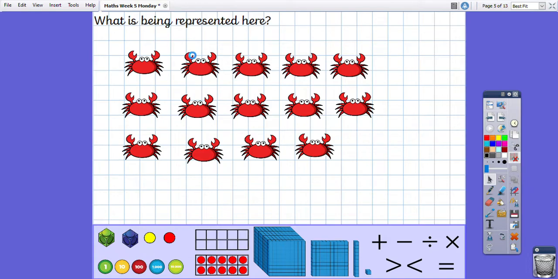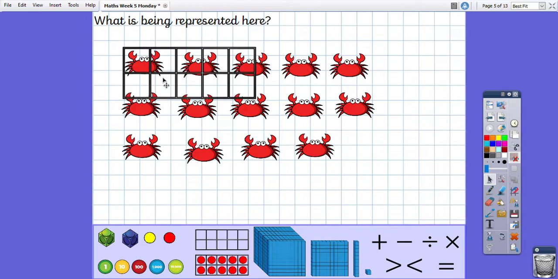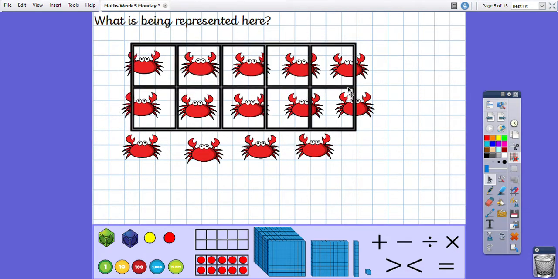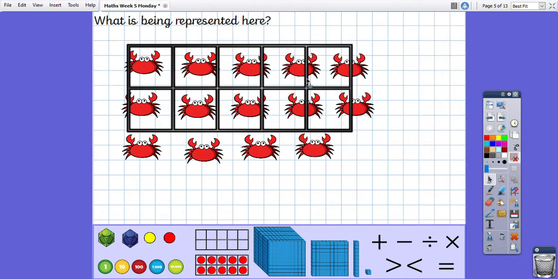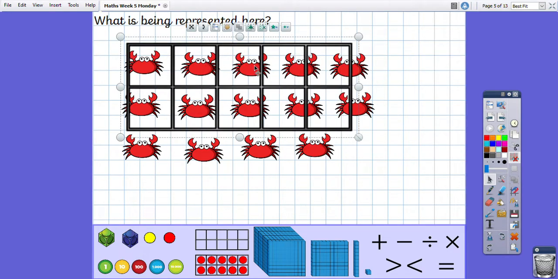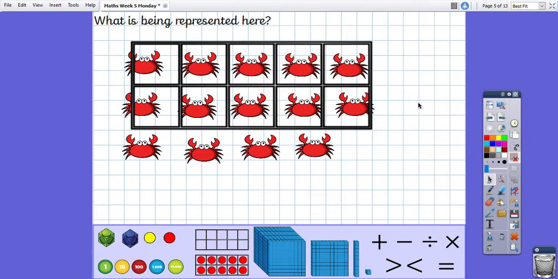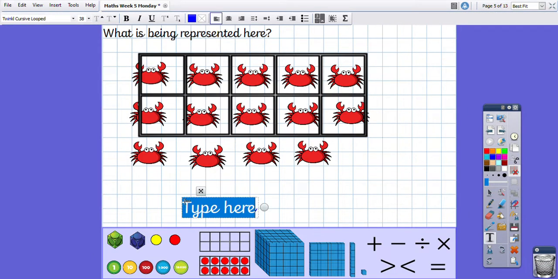Now it would be even easier if it was in a tens frame. So I'm just going to make my tens frame fit my crabs, hopefully. Near enough. We'll just move the crabs a little bit. There we go. Oh, that will do. So I know that in my tens frame I've got 10, and 10 and 4 is 14. So I've got 14 crabs. It's much easier to see like that.